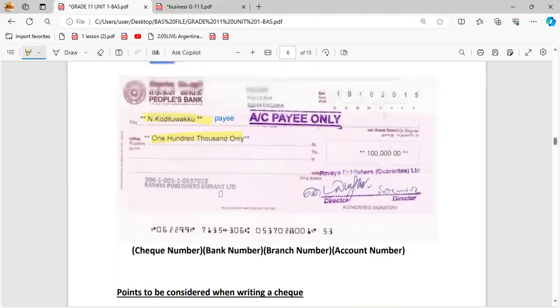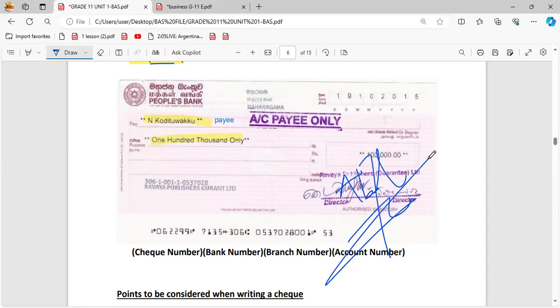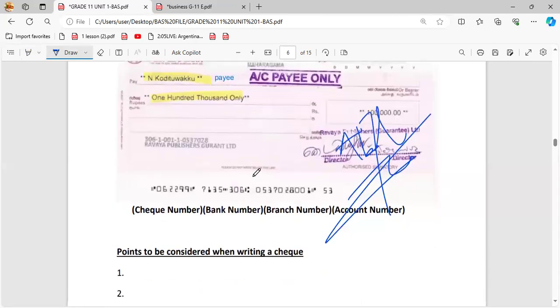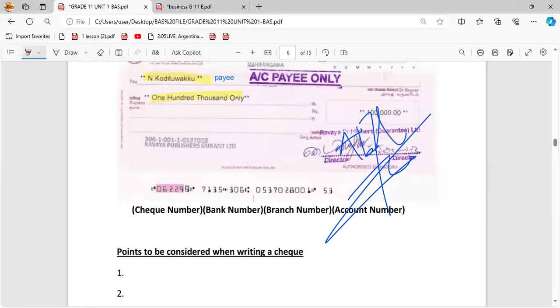And if you are the person who is signing the check, right? So I am paying kodituakku, and here I am signing my check. I am the owner of this check, right? I am the drawer of this check. I am signing. Did you understand? And here in this check, there is a number, right? There is a number code like this. What is that code? This is the check number.